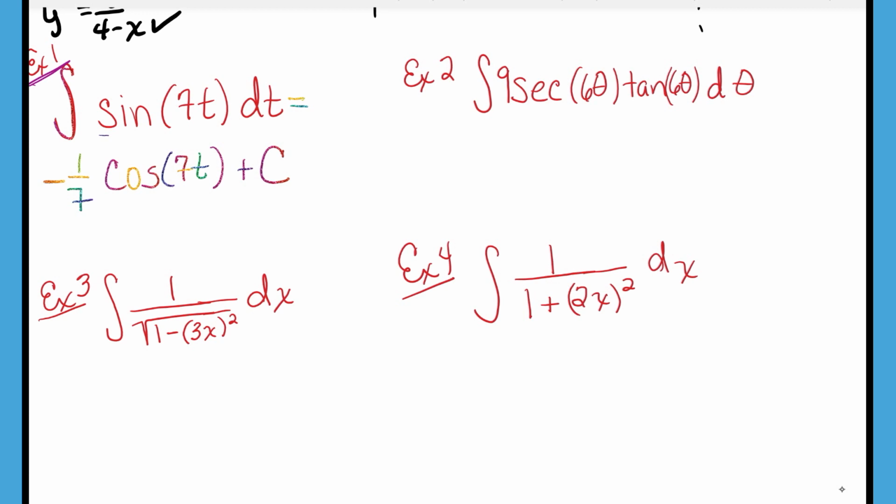And if you want to prove it, then take the derivative of this. If you don't get your original problem, then I'm wrong. I mean, you can check it if you don't like it, okay?